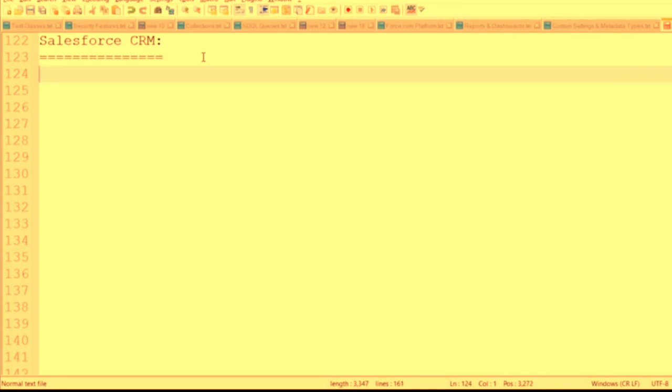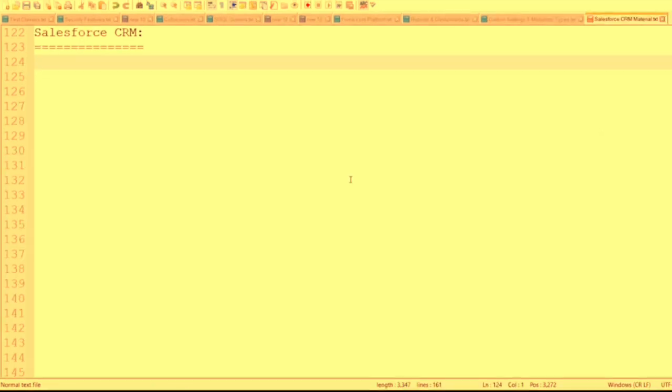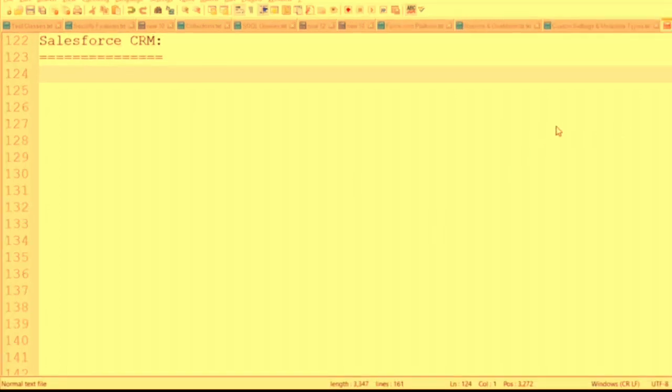In today's session, we are going to discuss Salesforce CRM, and we will see what exactly Salesforce CRM is, what the use is, and what we can do with the help of Salesforce CRM, and what various features we can automate with the help of Salesforce CRM. We'll see practically today.